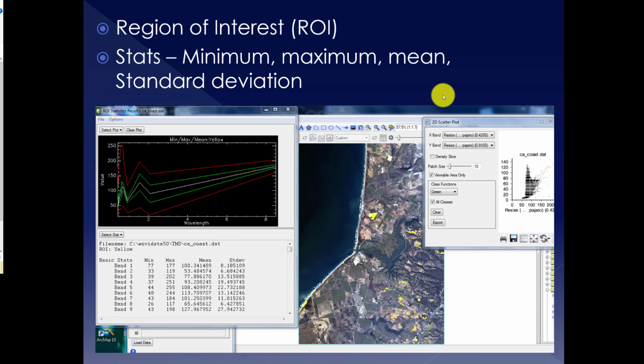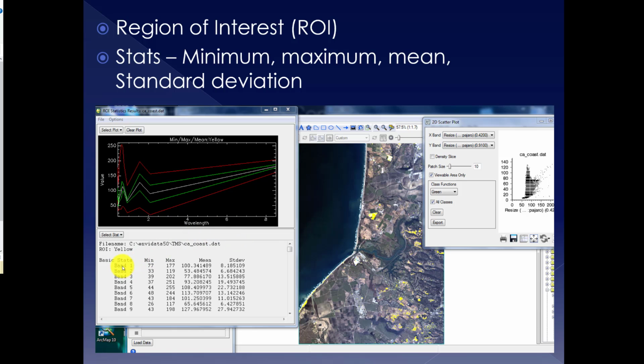A region of interest is an area that is contained and separated out for analysis purposes. Here's an example of a plot made in ENVI, looking at a region of interest from this image that you see here. And you're going to combine a scatter plot, which we've already covered, with these types of plots in order to analyze your data.